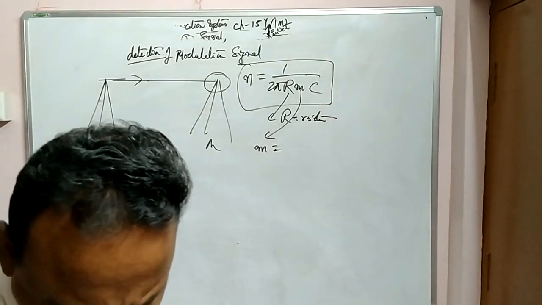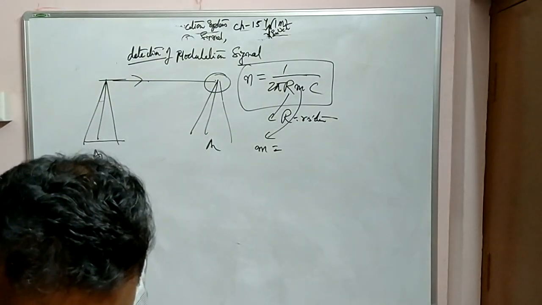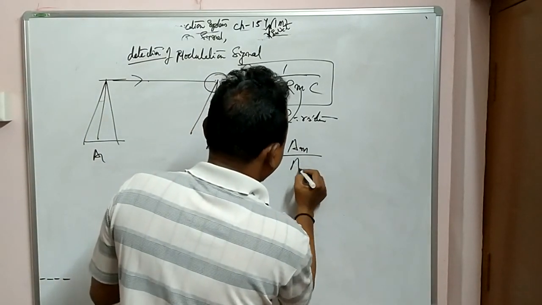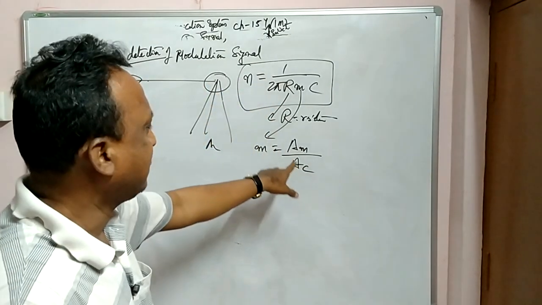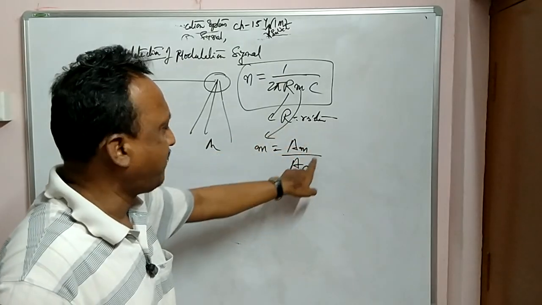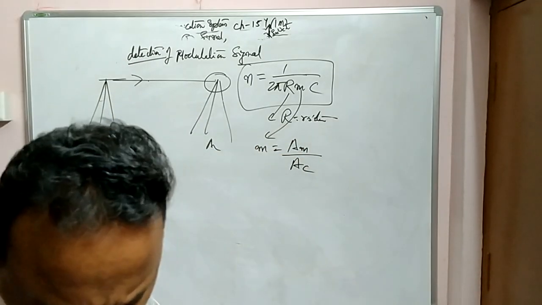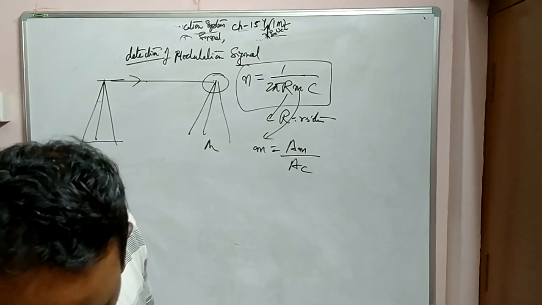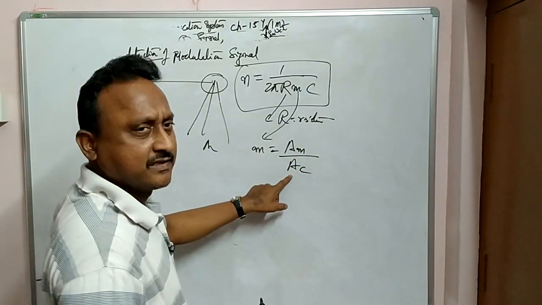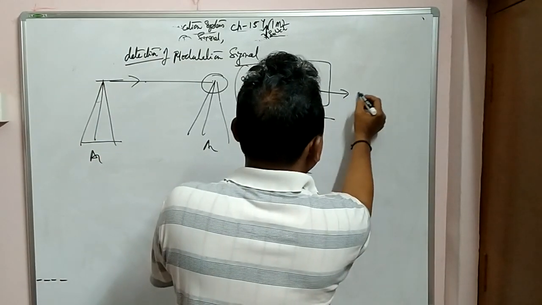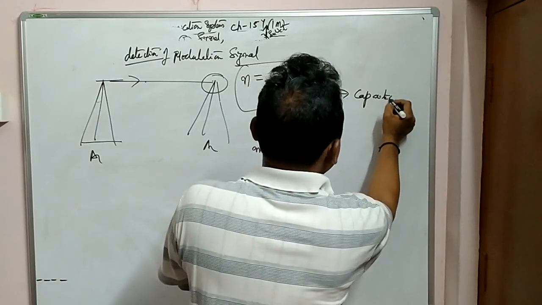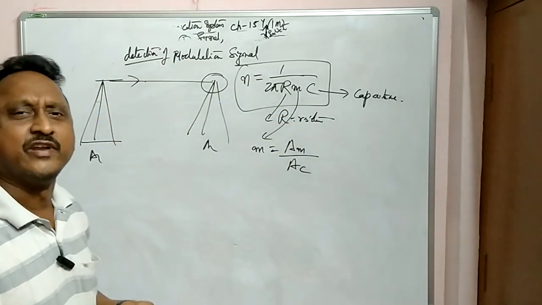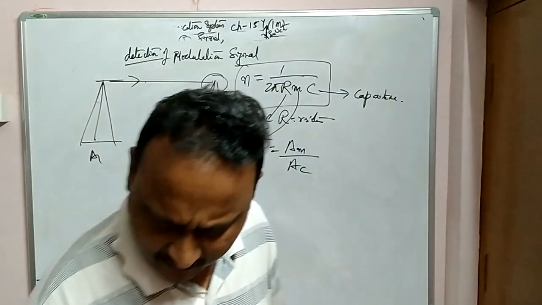Modulation index, this one I already told you, AM by AC. Index is the amplitude of the message signal by the amplitude of the carrier signal. So AM by AC is the modulation index. And C is capacitance, in farads. So this formula you can utilize for the detection of modulation signal frequency. That is the frequency formula you can use there.